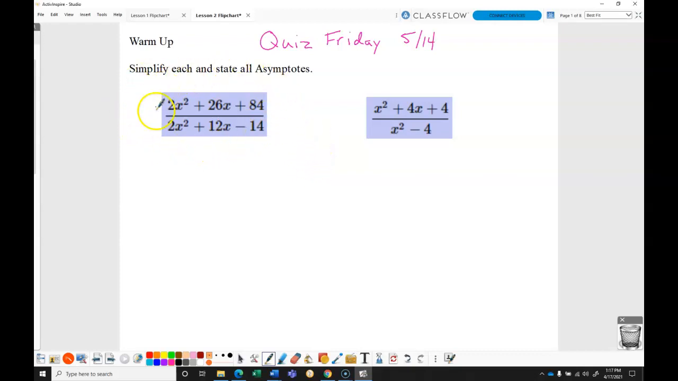Next, we're being told that we need to simplify these and state all the asymptotes. You don't have to necessarily state the domain like I did last class, but just as long as you state the horizontal and vertical asymptotes.